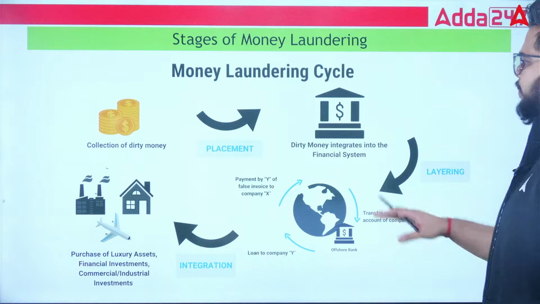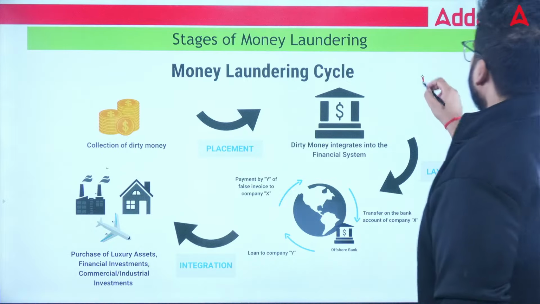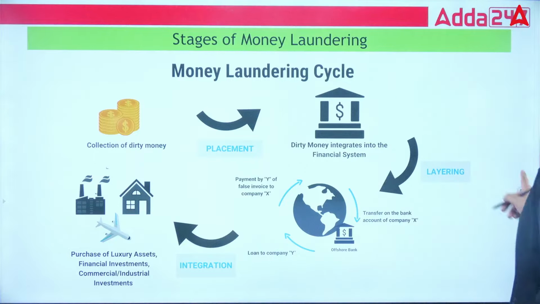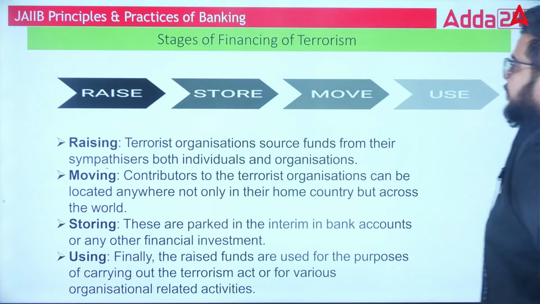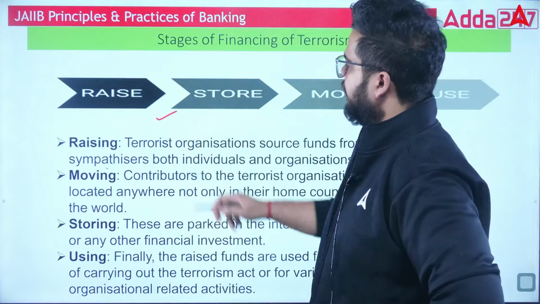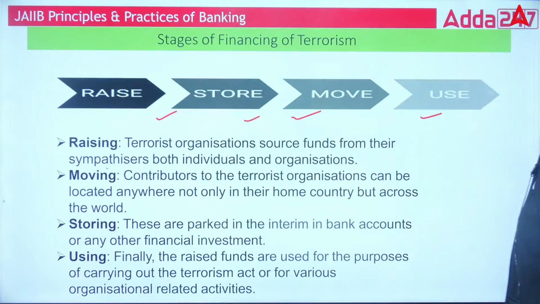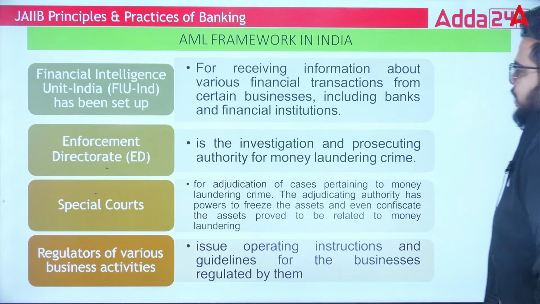So these three steps, placement, layering, and integration, you must remember. If chronology is asked, PLI, fine, that you should remember. Then we have the stages of terror financing. First of all, the funds will be raised, stored, moved, and finally used for terrorist activities. What is the framework of AML, anti-money laundering, in India?